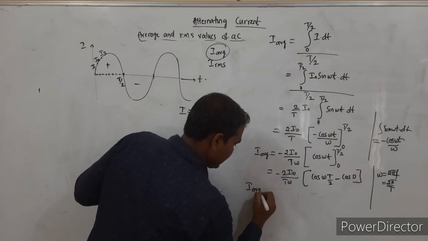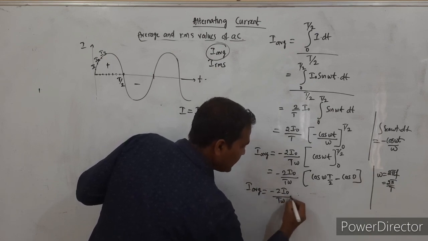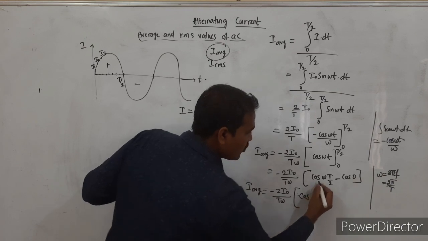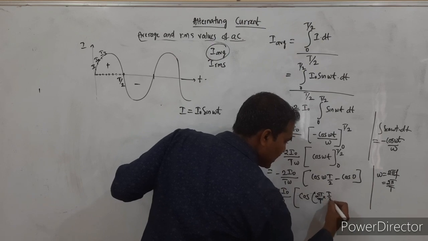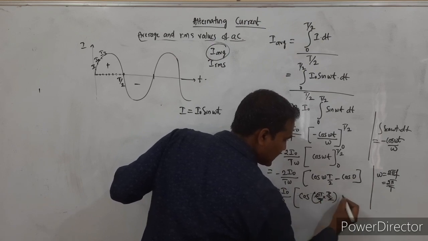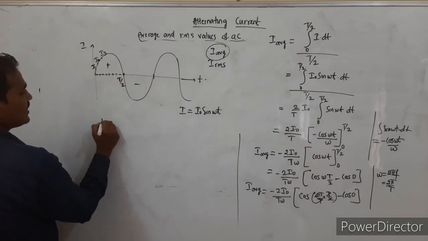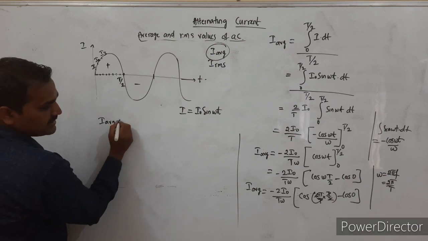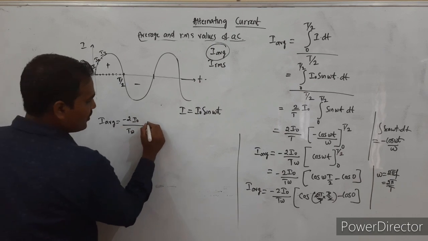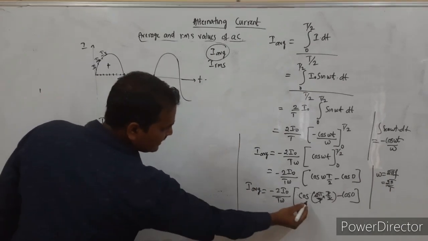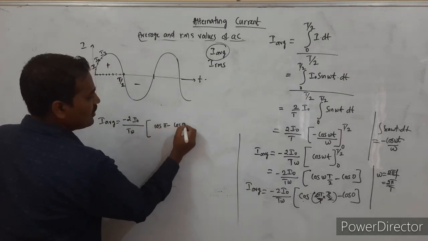So I can write I average is equal to minus of 2 I naught divided by T into omega. Omega is nothing but 2 pi by T, so I will write 2 pi by T into T by 2. The 2 gets cancelled here, T gets cancelled, minus cos 0. So I can get I average is equal to minus of 2 I naught whole divided by T into omega. Inside the bracket I can write this as cos pi minus cos of 0.